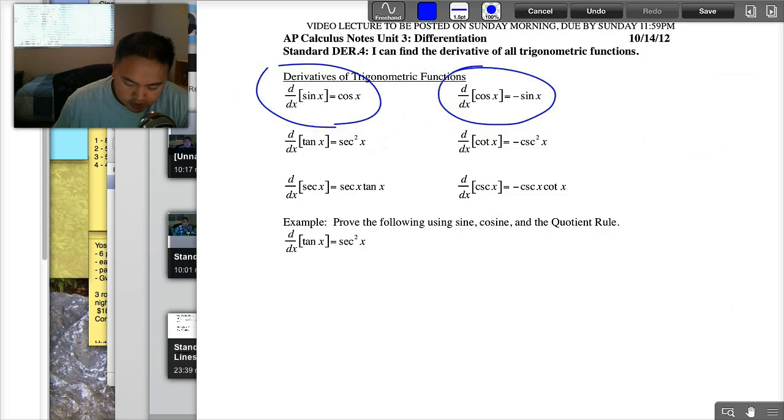The derivative of tangent is secant squared. The derivative of cotangent, that's what COT means, is negative cosecant squared. The derivative of secant is secant tangent. And the derivative of cosecant is negative cosecant cotangent.